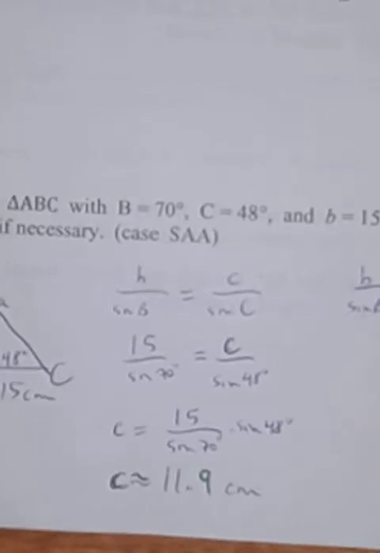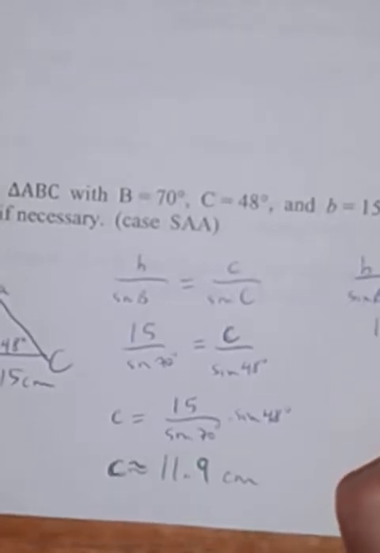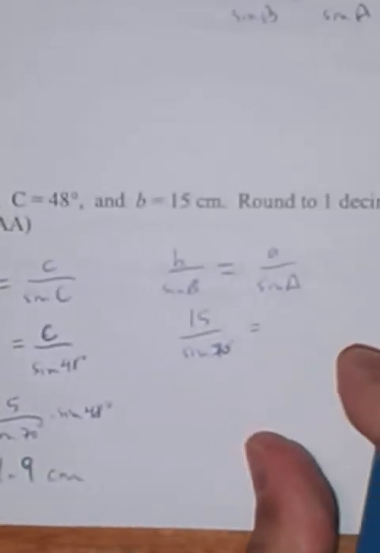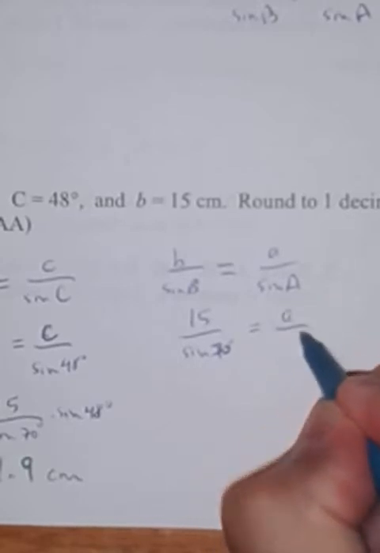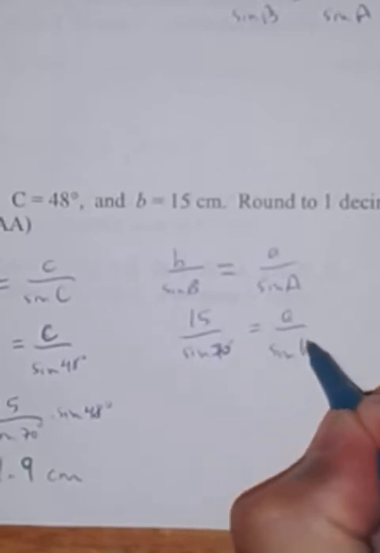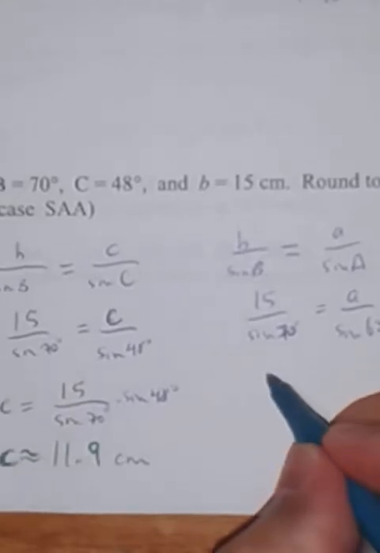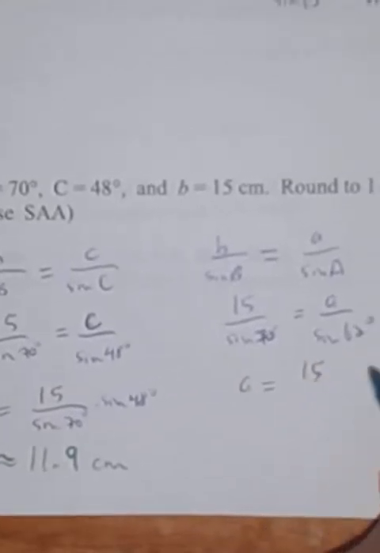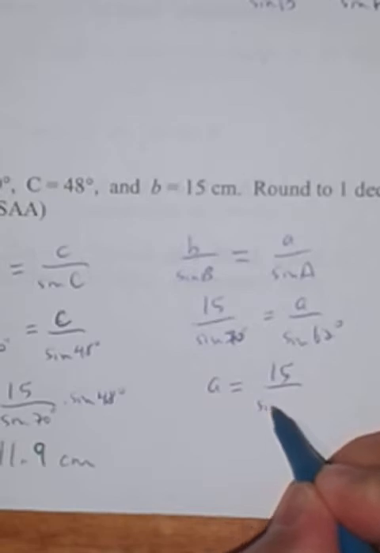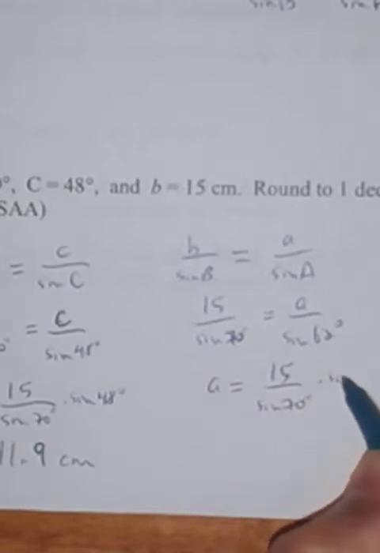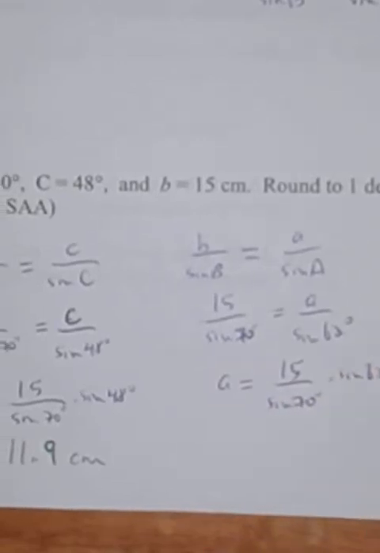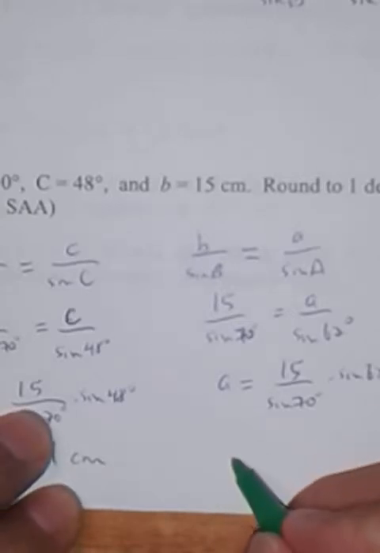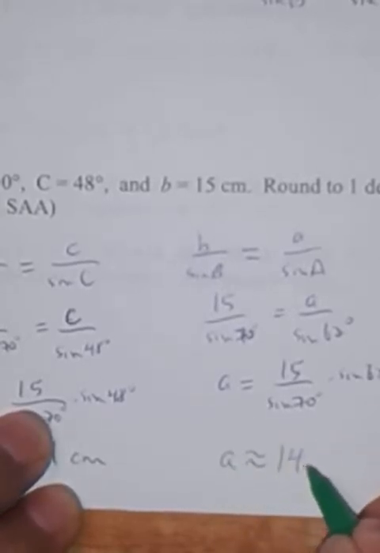All right, so B again is 15 over sine of 70 degrees equals A, which is unknown, so it's A times the sine of 62 degrees. So A will be 15 over sine of 70 degrees times the sine of 62 degrees. And if I ask my calculator, it says 14.09419, etc. So A is approximately 14.1.